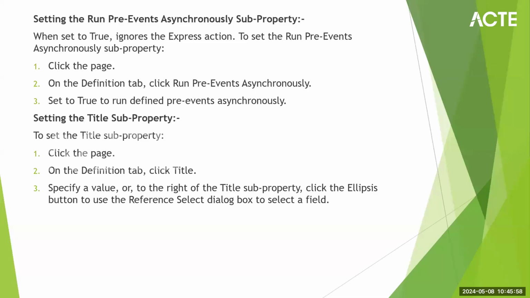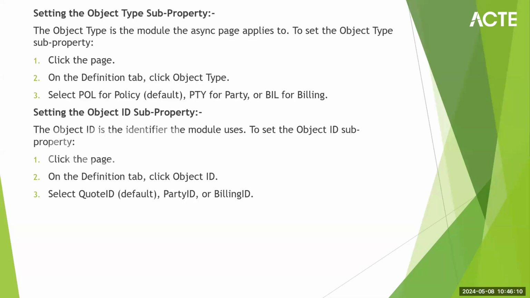Setting the title sub-property. How do you set it? Click on the page on the definition tab. Click title and specify a value to the right of the title sub-property. Click on that particular Xflip button and map the correct respondent to field.